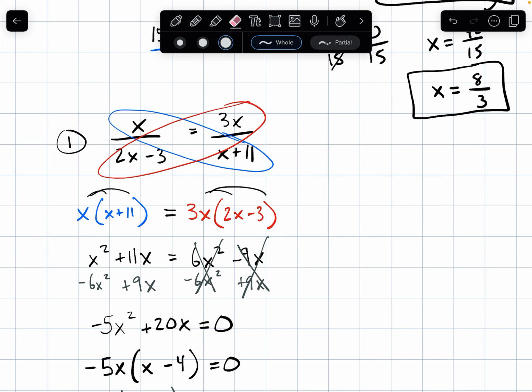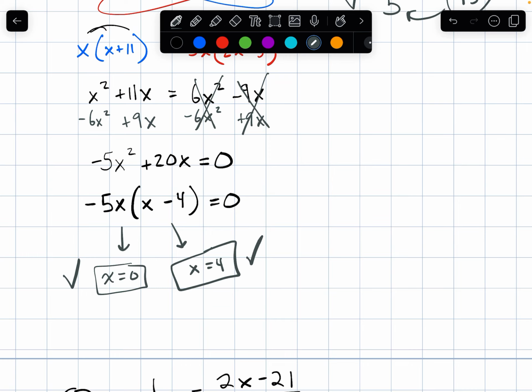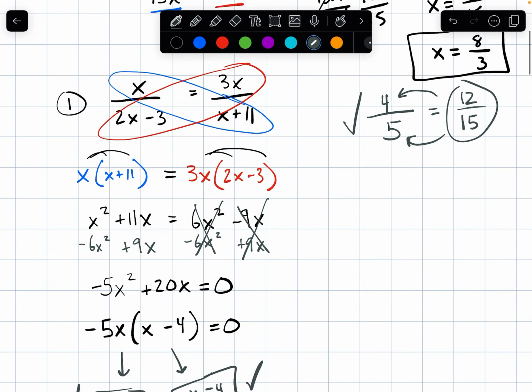So we do know for sure that 0 is a correct answer. And then we're going to try to plug in the 4. And so if I plug in the 4, we get a 4 over, well, we know that 2 times 4 is 8, and 8 minus 3 is 5. On the right side, 3 times 4 is 12. And on the bottom, if we plug in a 4, 4 plus 11 is 15. And so we can see that 12 over 15 does in fact reduce, if I divide the top and the bottom by 3, to 4 over 5. So this is also a true statement, and that means that x equals 4 is also a good answer, okay?